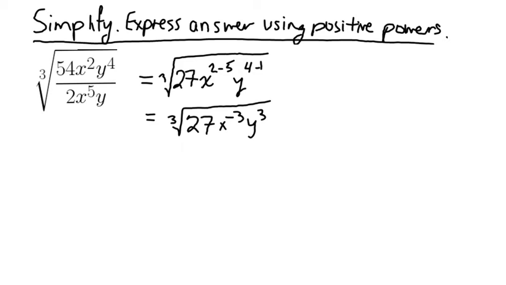It's at this step where you might find it a bit more advantageous to rewrite the cube root as the power 1 over 3. Because now we can use the distributive property of our power to distribute this 1 over 3.